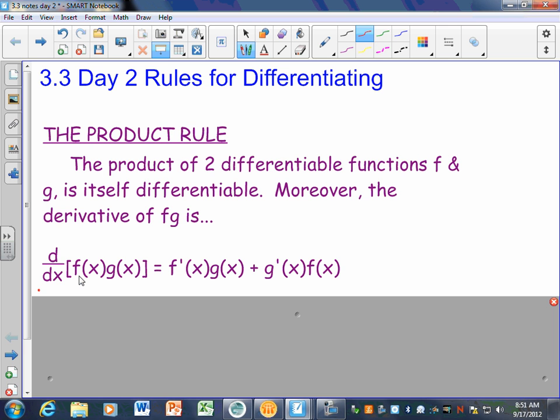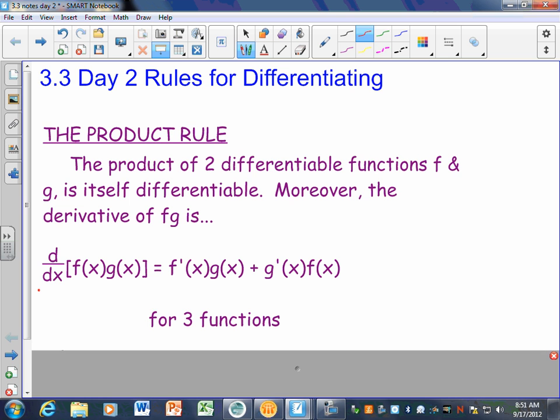And you can really expand this to as many functions as you want. I'm only going to go one more step. But what if it was the product of 3 functions? Instead of having to multiply it all out, you can just do the same process. You take the derivative of the first one times the other 2, plus the derivative of the second one times the first and the last. What if it's 3 functions?